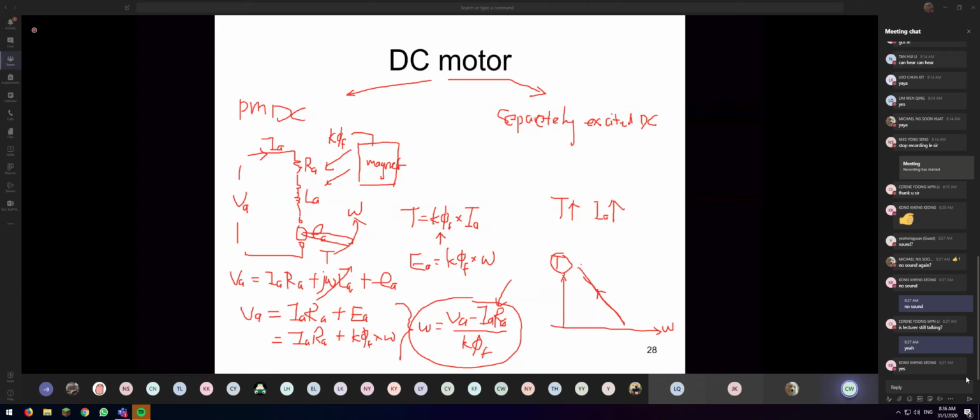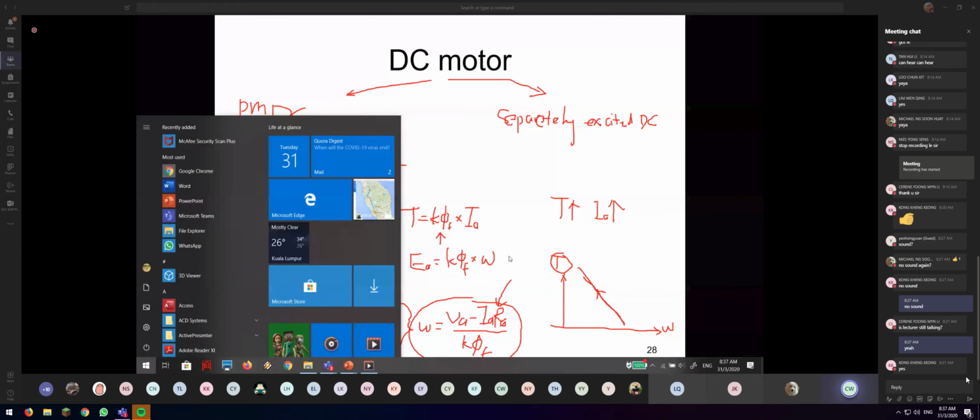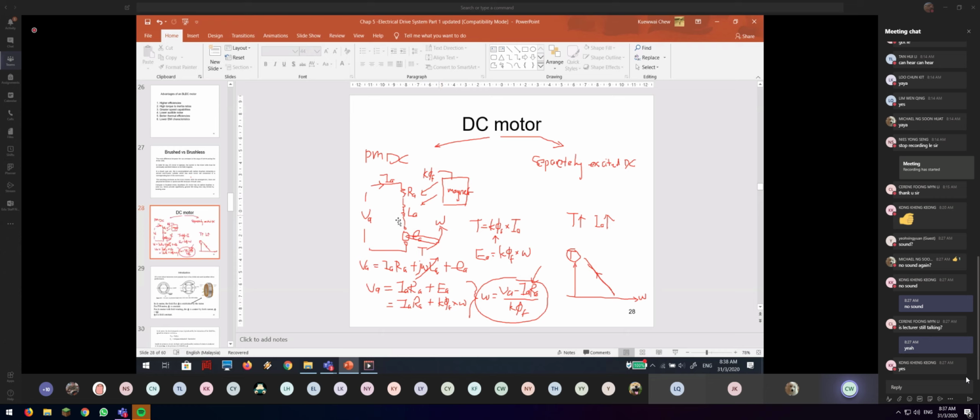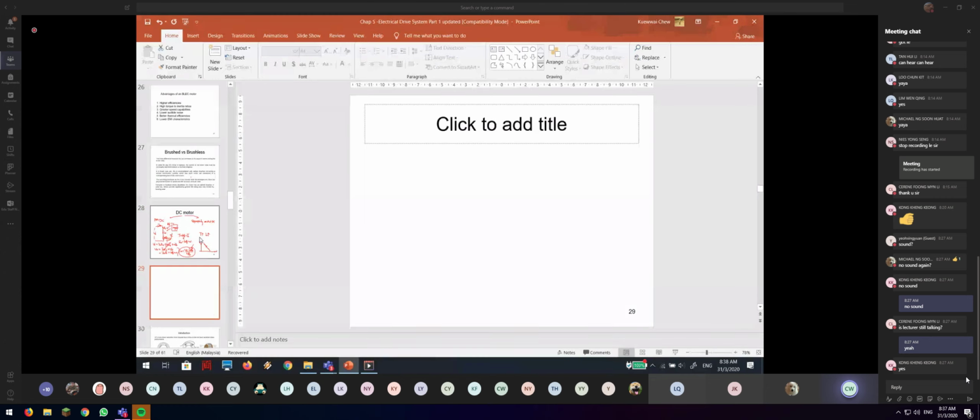Okay, so make sure you understand. In case I ask you why the motor is running at a lower speed when I want to increase the torque, this is the reason. You can explain it through the formula. So this is about the permanent magnet DC motor. Now I want to continue with the second part, which is about the DC motor, but this time separately excited.